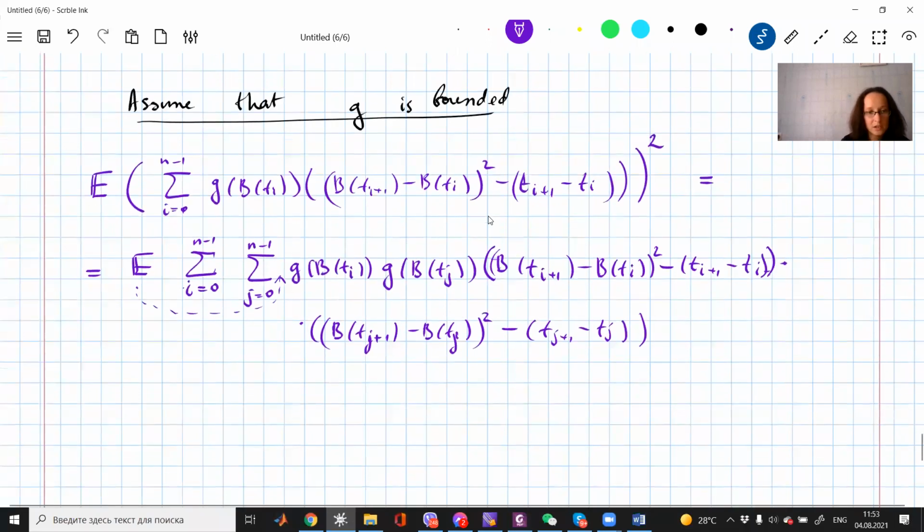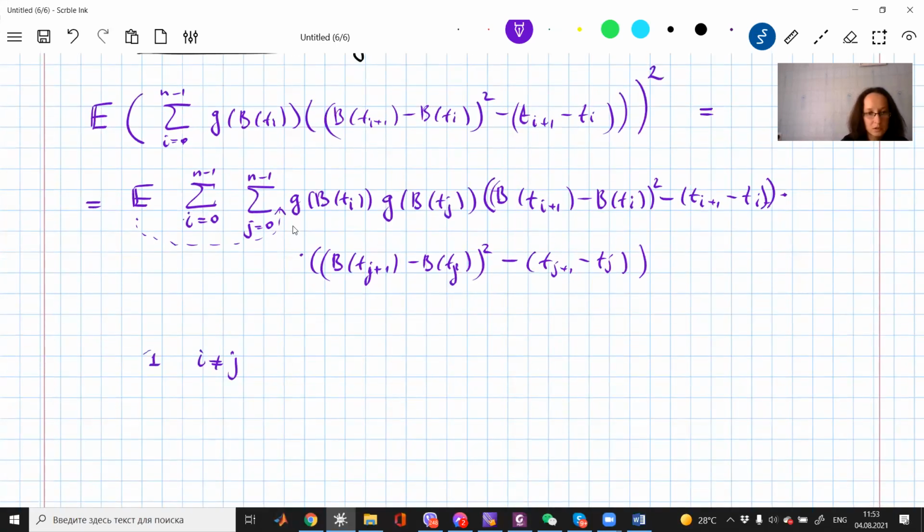Also, let's consider first if i is not equal to j, what I have here. So let's consider such a case. Let me take, for example, i less than j. And then consider this expectation here for such a term. Maybe I will not rewrite it because it's a huge formula here, but let us discuss what we know. If i is less than j, then for such indexes, we have that T_i is less than T_j, and also T_i plus one is less than T_j plus one.